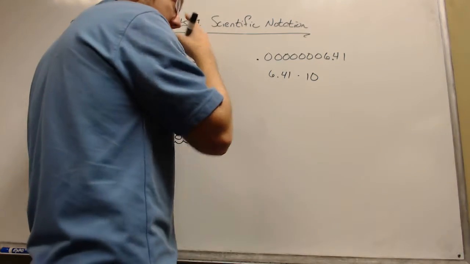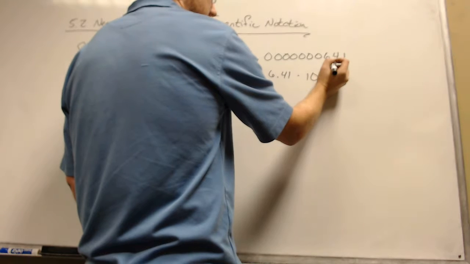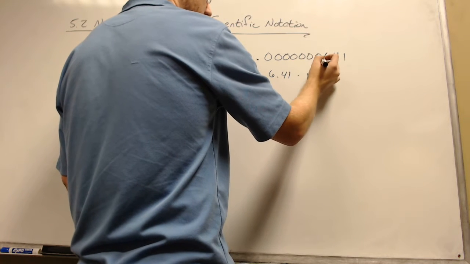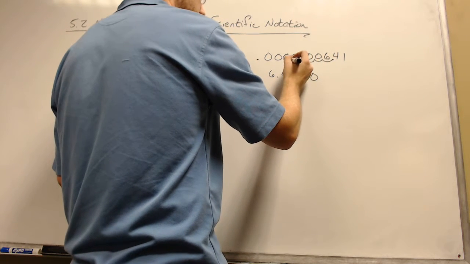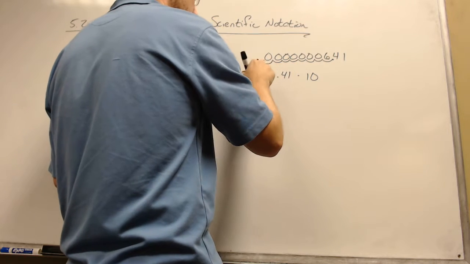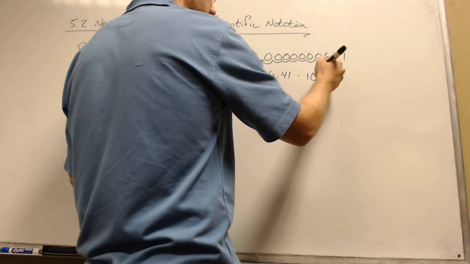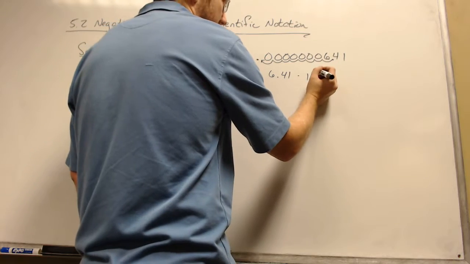Right, still times 10. And now I want to take this decimal that I put in here and I want to shift it 1, 2, 3, 4, 5, 6, 7, 8 spots to get it back to where it belongs. And I move that to the left. So that's a negative exponent.